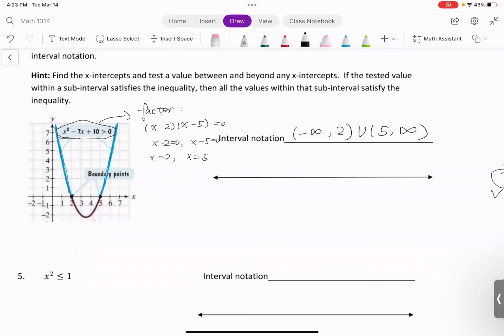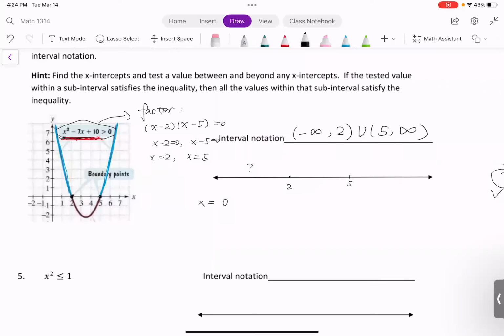So we plot these 2 points on the number line without having the graph here. We don't need this part. We just need to plot these 2 key points on the number line. One is 2, another one is 5. And then we test some points. I pick a point here, for example, x equals 0. If x equals 0 makes this polynomial greater than 0, then I can pick this interval.